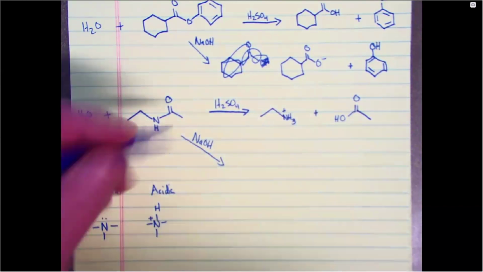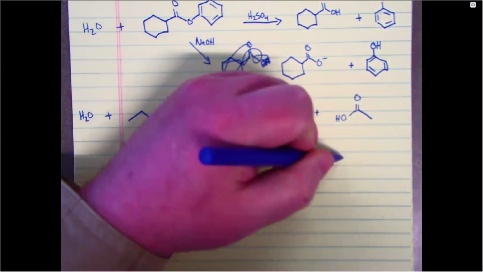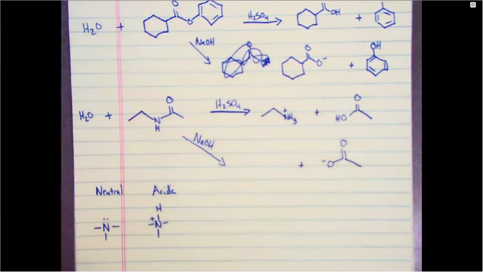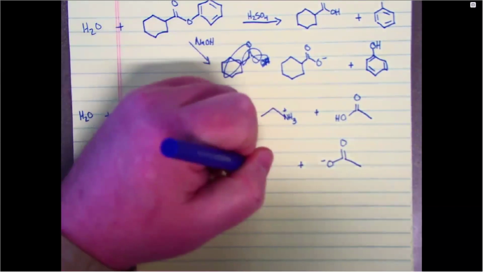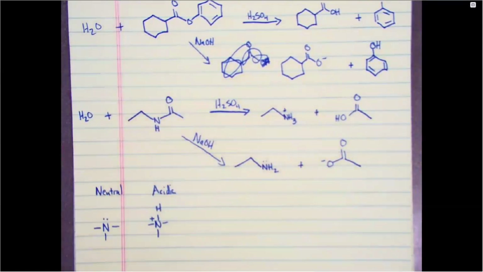So, how are our products going to look different in basic conditions? In basic conditions, a carboxylic acid will not have its proton. It will be a carboxylate. Our amine in basic conditions would be neutral instead of plus charge. And as a matter of fact, we have a naming convention for amines the same way we do for carboxylic acids. When carboxylic acids have lost their protons, we call them carboxylates, all right? When amines have gained a proton, we call them ammonium ions instead.